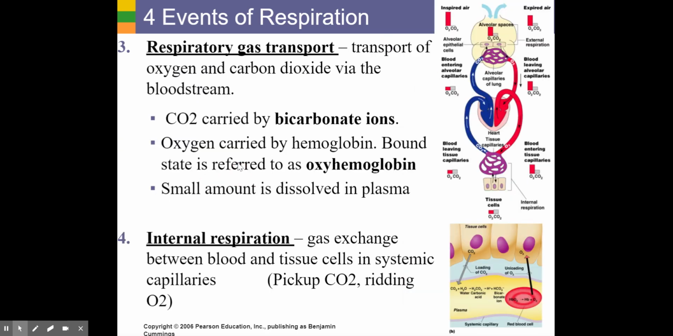The third process here is respiratory gas transport. So this is once the bloodstream has picked up either oxygen or carbon dioxide and is moving that within the bloodstream. CO2 is carried on molecules that are referred to as bicarbonate ions. Not really important, I think, for the assessment, but just remember the basic process that we're talking about. This is respiratory gas transport. Oxygen, then, we already learned in the blood unit, is carried by hemoglobin. And then it's bound in that state, and it's essentially referred to as oxyhemoglobin at that point.